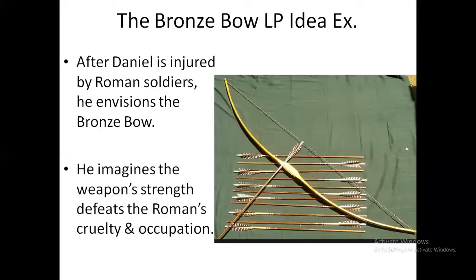At one point in the story, Daniel is harassed and wounded by a Roman soldier. Afterward, he and his friends envision the greatest weapon, the bronze bow. They imagine that this weapon is so strong that it could be used to defeat the Romans' cruelty and occupation.